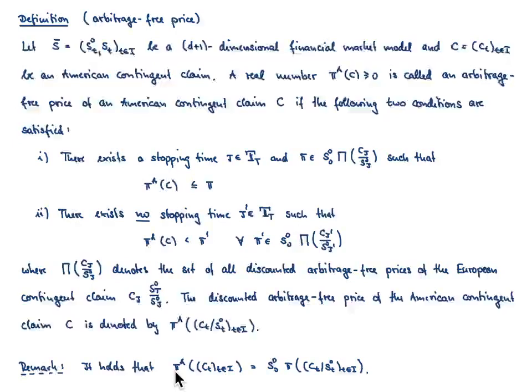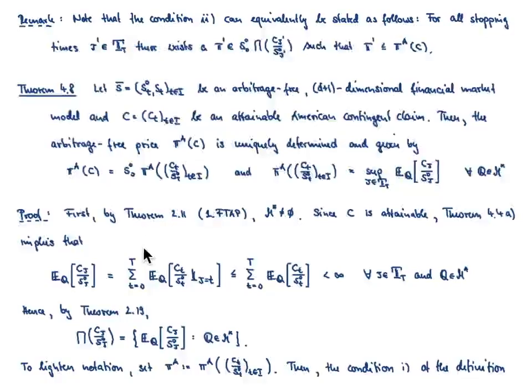So you see, you take this number π^A(C), and this is the same as taking this discounted arbitrage-free price of the American contingent claim and multiplying it by the time zero value of the numeraire. And if you are not happy with this second condition, which you see here in the definition of an arbitrage-free price, you can also formulate that equivalently as follows.